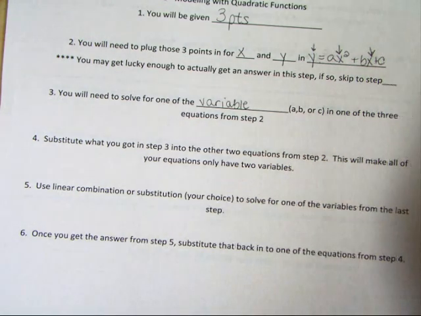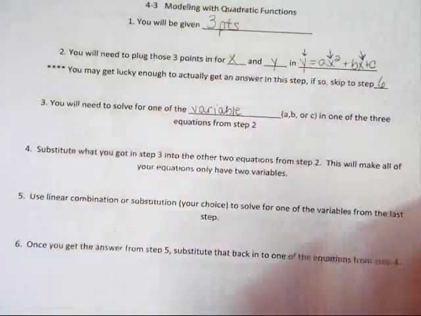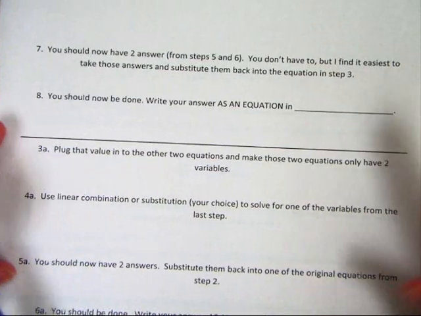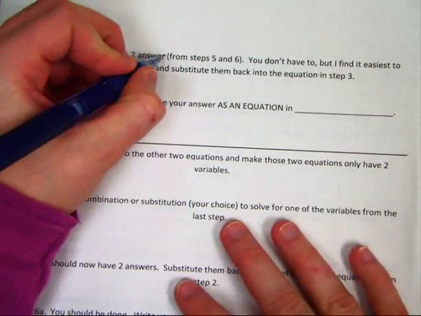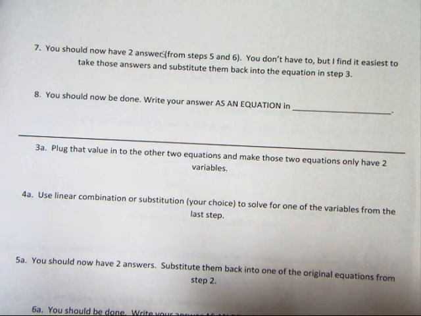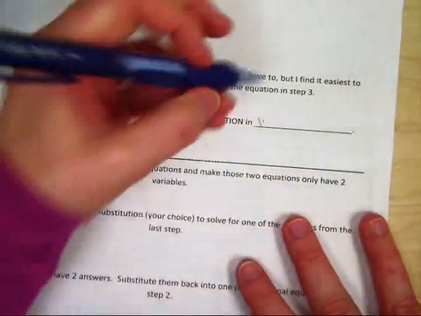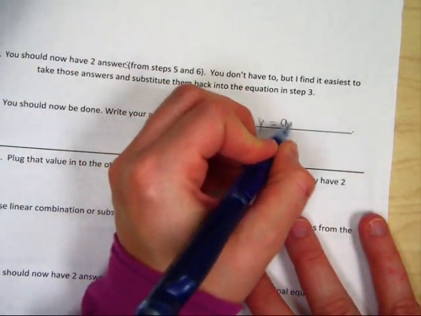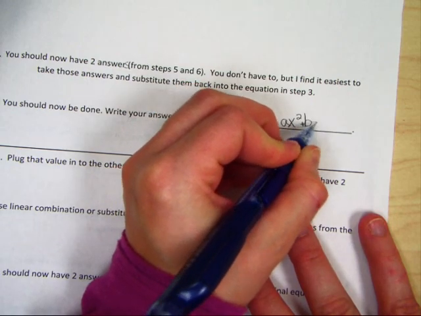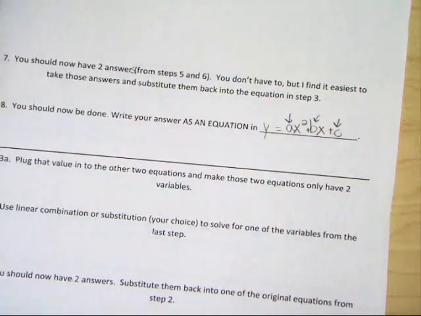Down here in step 6, put a 6 in that blank. Flip over. 7. You should now have 2 answers, one from step 5 and one from step 6. You don't have to, but I find it easiest to take those and plug them back into the equation from step 3. You should now be all done. Write your equation as a quadratic, y equals ax squared plus bx plus c. And now you're going to fill in for a, b, and c, and you're all done.